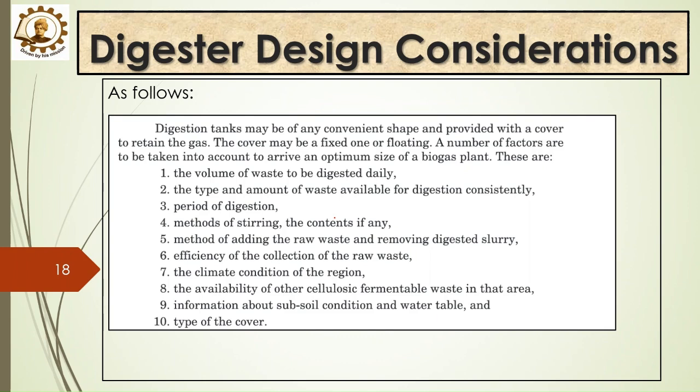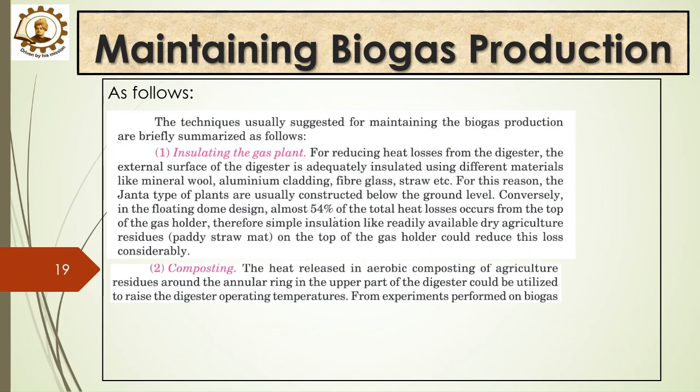constructed underground. Now, coming to how to maintain a healthy biogas production. The techniques usually suggested for maintaining proper biogas production are, first, insulating the gas plant. For reducing heat losses from the digester, the external surfaces are adequately insulated. Second point is composting. The heat released in anaerobic composting of agricultural residues around the annular ring in the upper part of the digester could be utilized to raise the digester operating temperatures.